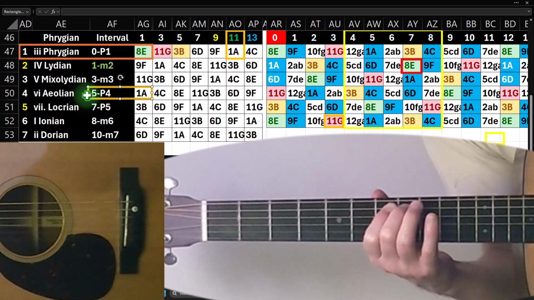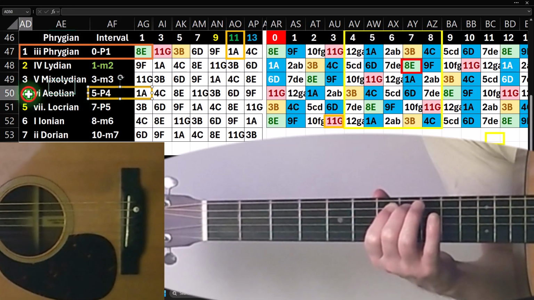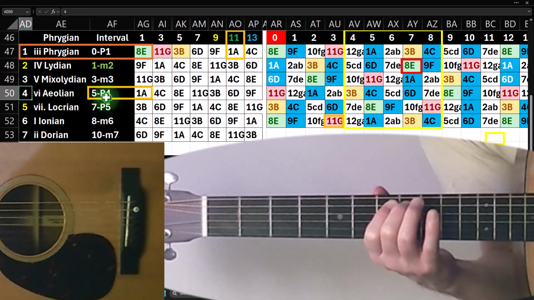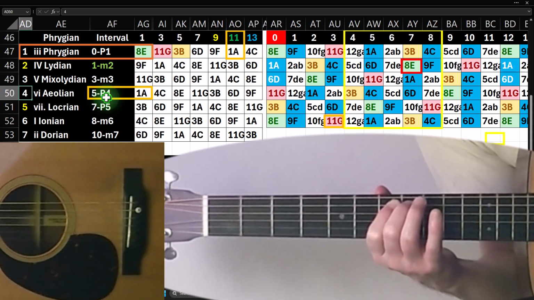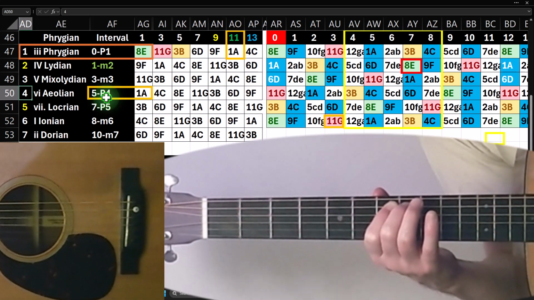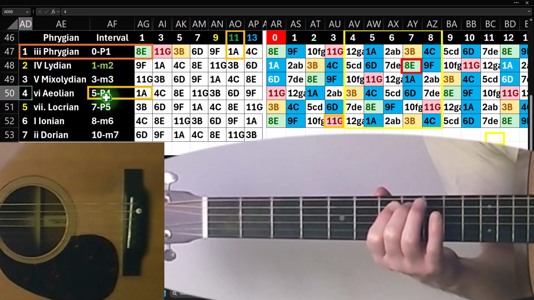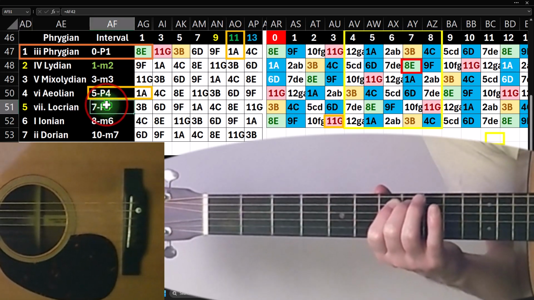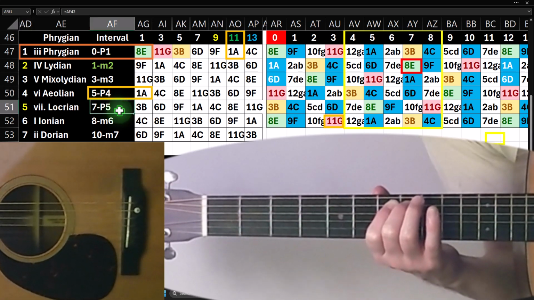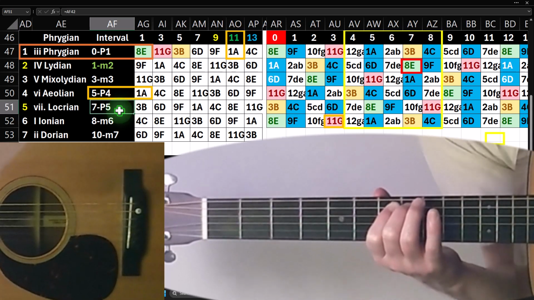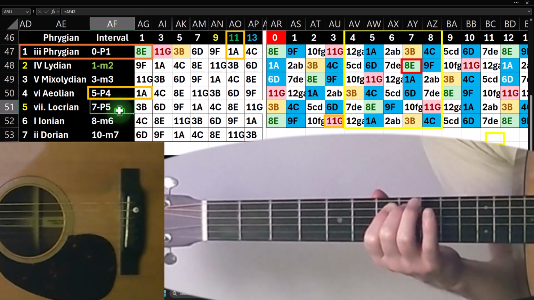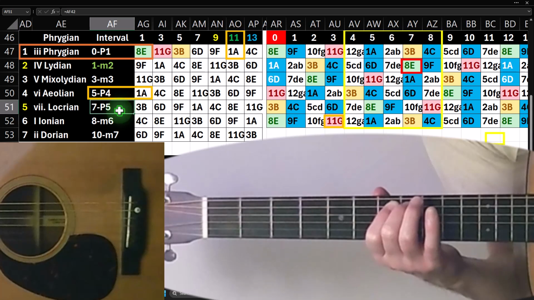And now we're on the fourth, and the fourth is going to be a perfect fourth, and it's going to be the same as the major and the related minor scale, because it's a perfect. And then we have the 7-note away perfect fifth, which again is the same on the major as well as the minor scale and here on Phrygian.